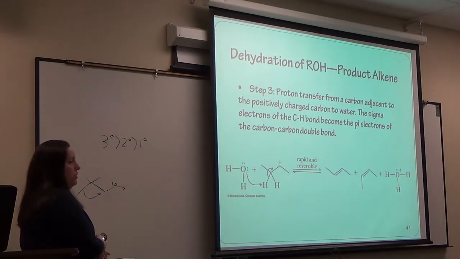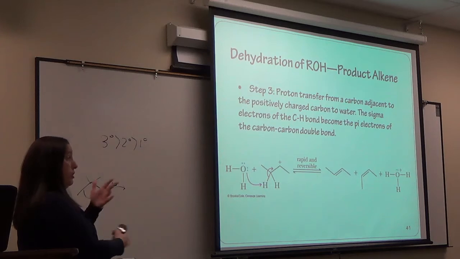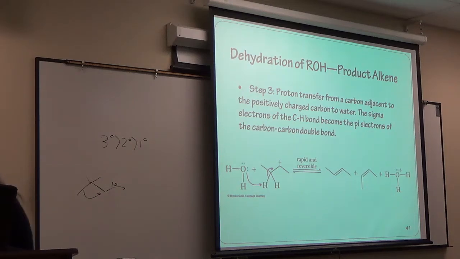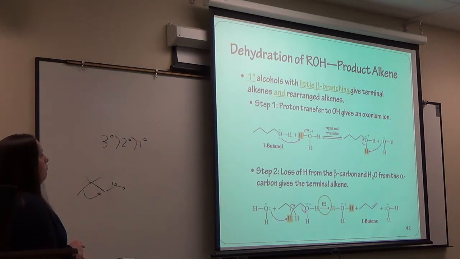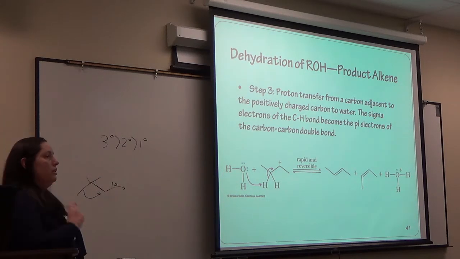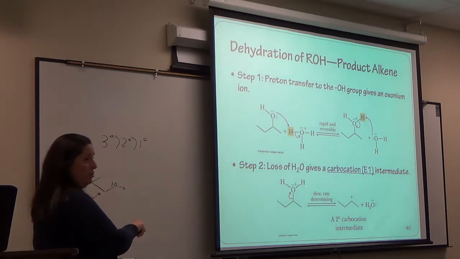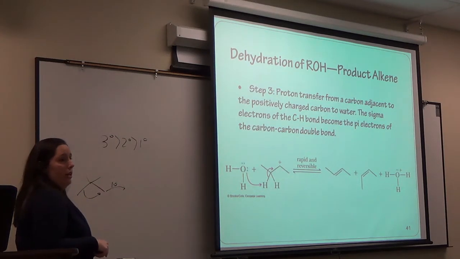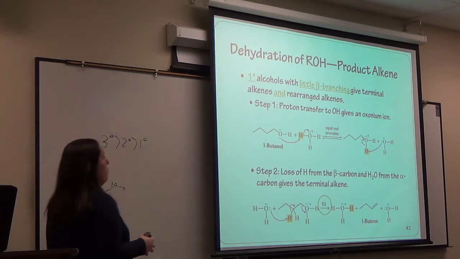So E1 becomes 3 steps, E2 becomes 2. E2 is 1 step, concerted, but in the situation of alcohols needing to convert the OH, you have that additional step. Wait, this one's E2? This is E1. So these that we've been talking about so far have been E1 mechanism. So it's 3 steps: the proton transfer, the leaving group leaves and the carbocation is formed, and then you remove the hydrogen to form the pi bond, the double bond. So it's 3 steps.